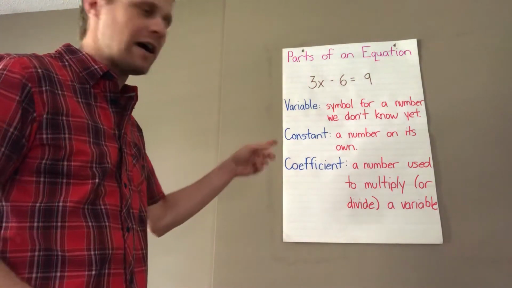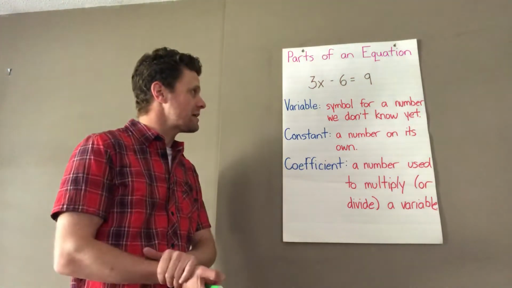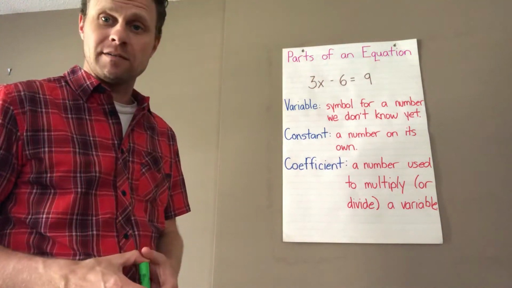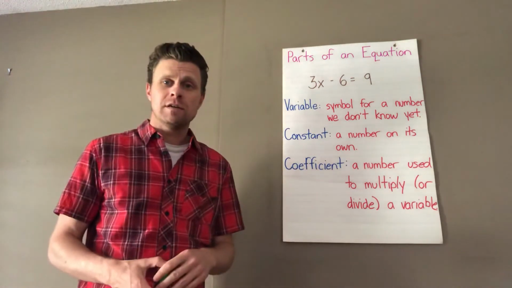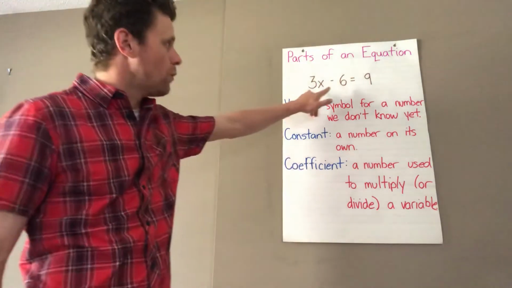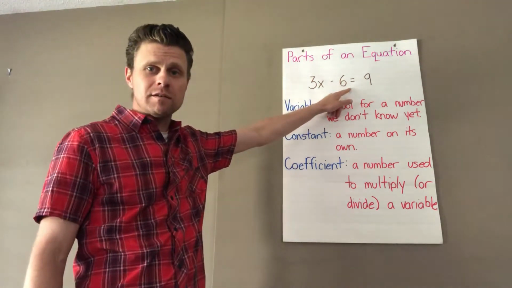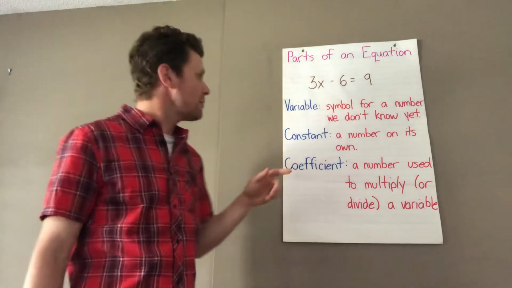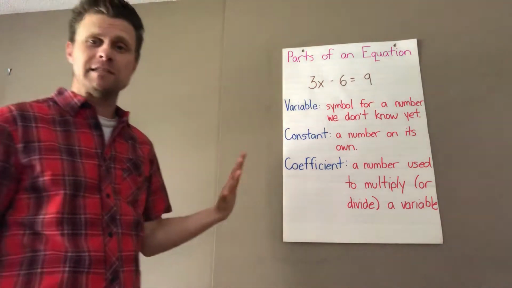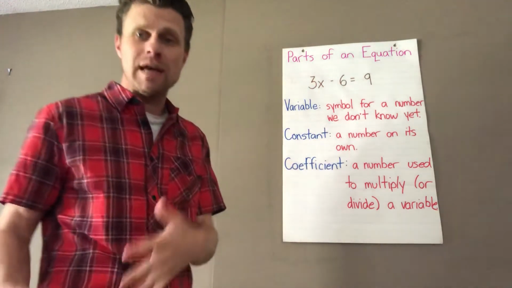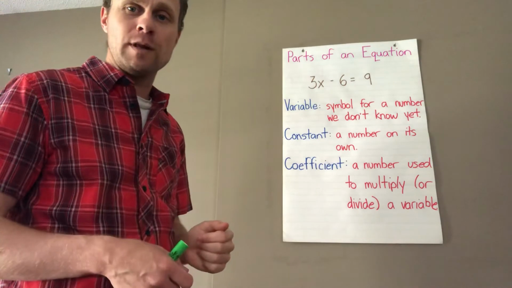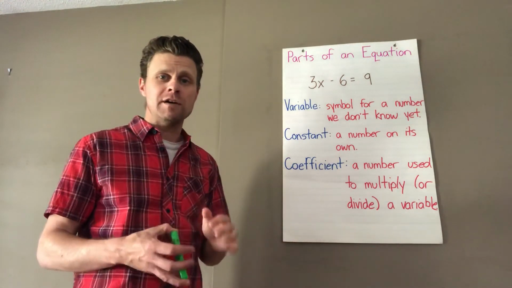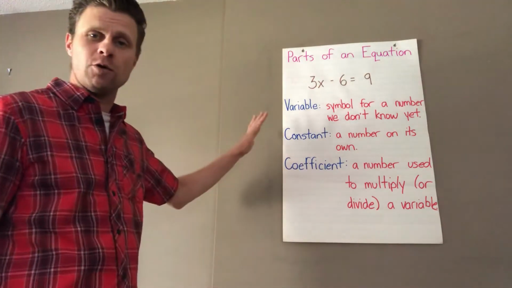So up here we have an equation that says 3x minus 6 equals 9. Now with an equation, what's on one side of the equal sign is the same as what's on the other side of the equal sign. So that means that 3x minus 6 is the same as 9. It has the exact same value. So when we look at an equation, we need to understand the three different terms that go along with it.